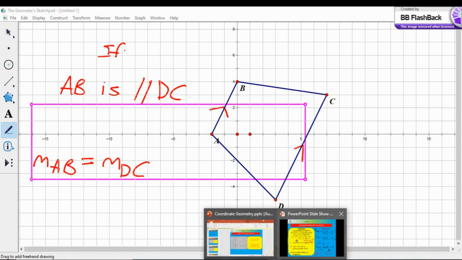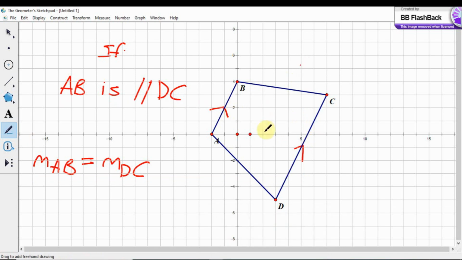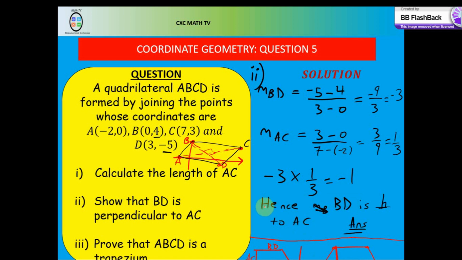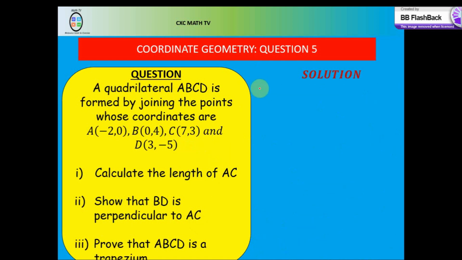That's how we're going to show it's a trapezium. See here? It has a pair of parallel sides. So now let's go ahead and do that. To show it is a trapezium, for part 3, we're required to prove that the gradient of AB is equal to the gradient of DC.